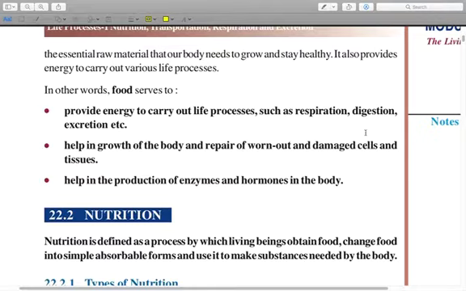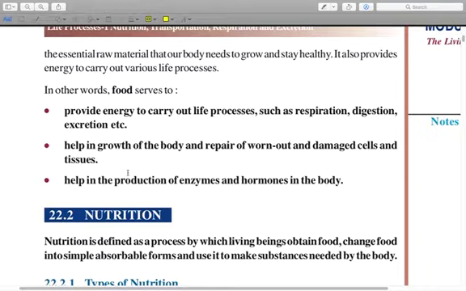Then digestion, that is when we take the food, it has to be digested so that it will be converted into useful things like protein or carbohydrates or fats, like that. Okay, then excretion, that is extra thing, that waste things. Okay, after the food has been digested, it has to be removed from our body. That is what is called as excretion. Okay, and the second service, that it helps in growth of the body. Food helps in the growth of the body and repair of worn out and damaged cells.